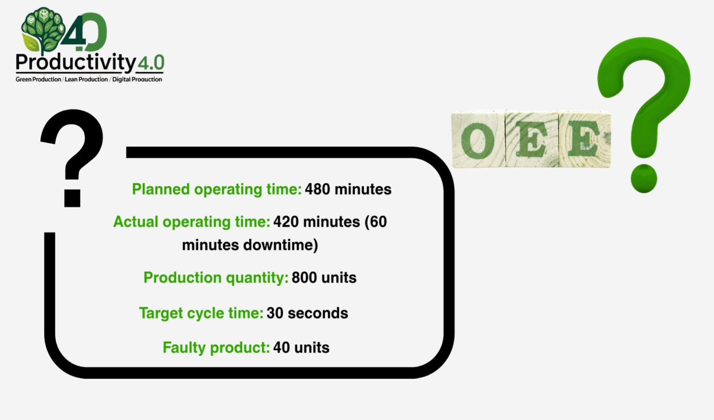That means there were 60 minutes of downtime. These downtimes reduce availability. A total of 800 units were produced, but 40 were defective. So, there are 760 intact products. This affects the quality rate. Each part has a target cycle time of 30 seconds, meaning the machine should produce 2 parts per minute. We can use this data to calculate the performance rate.